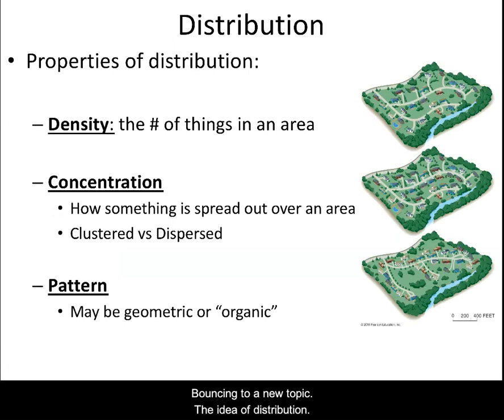Bouncing to a new topic, the idea of distribution. When we look at maps, maps can tell us where things are located. Maybe they're located more in one part of a country or an area than others. When we look at distribution, one concept that we need to be familiar with is the density, or the number of things in an area. And then when we examine the density, we can figure out if the concentration of something is clustered in one spot or if it's evenly distributed or dispersed throughout the area.